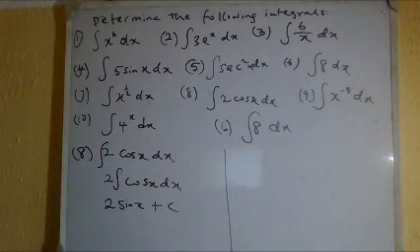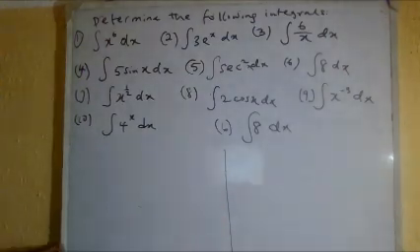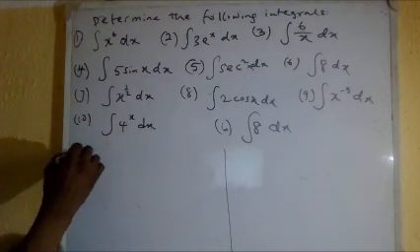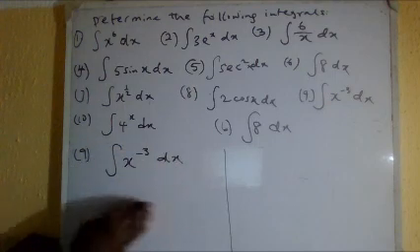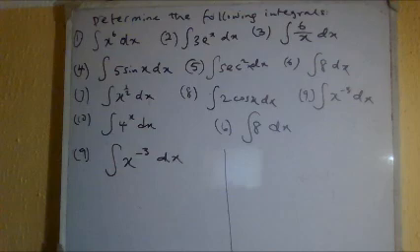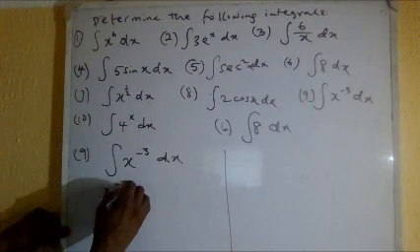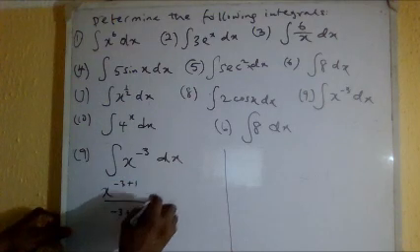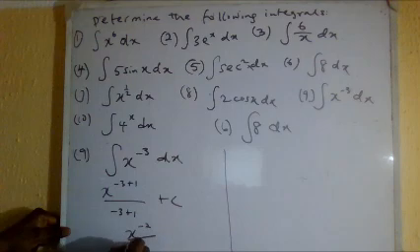So number 9 is also tricky with a minus up there. Okay, so number 9, we have integrate x raised to the power minus 3 dx. So the power of x there is minus 3. So what are we going to do? We're going to add 1 to the power and divide by the result. Okay, so it is x raised to the power minus 3 plus 1 over minus 3 plus 1 plus c. So minus 3 plus 1 is x raised to the power minus 2 over minus 2 plus c.